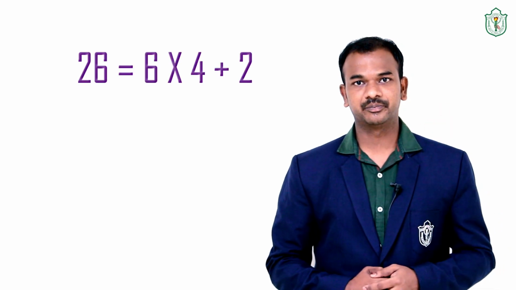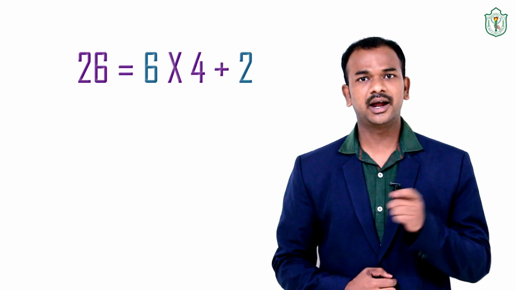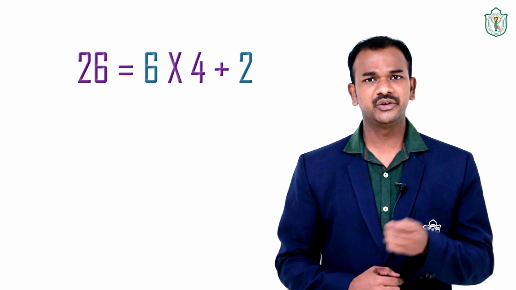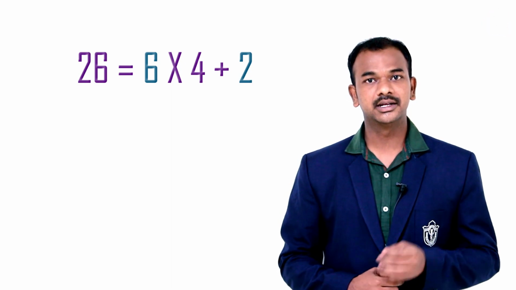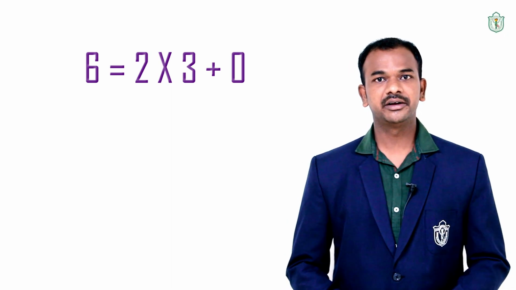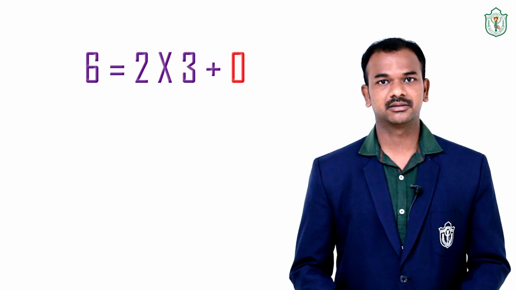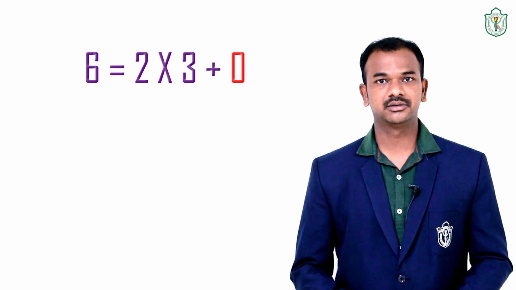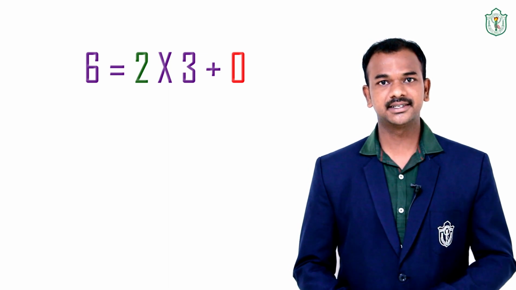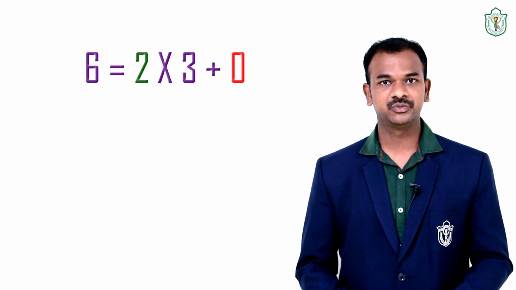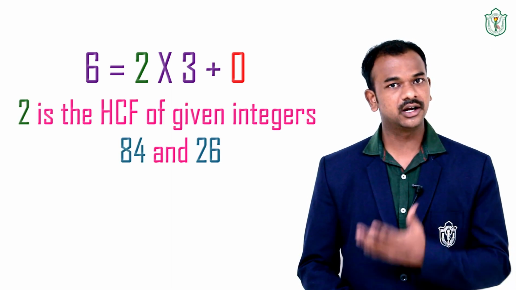Next, we take the divisor and remainder of the previous step, that are 6 and 2, and again apply Euclid's division lemma. We get 6 equals 2 times 3 plus 0. Since we got the remainder 0, we stop the procedure. The divisor of the last step will be the HCF of the given two numbers, which is 2. So 2 is the largest number which divides both 84 and 26. So 2 is the HCF of 84 and 26.